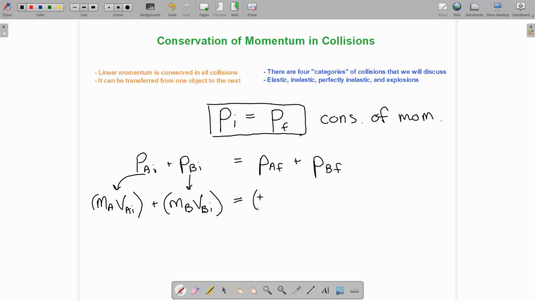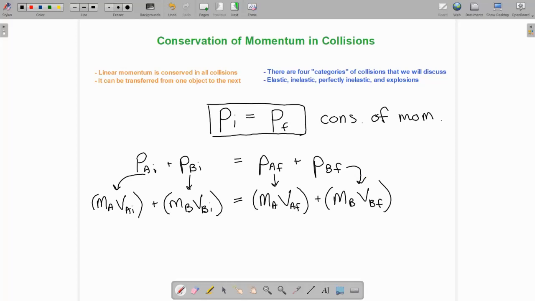And then this would be equal to the mass of A times A's final velocity. Again, we're just assuming that mass is staying constant, and the only thing that would be changing is the velocity of the objects. Okay, mass of object B times B's final velocity. So this would be A's final momentum here and B's final momentum here. That shows you the general equation for collisions.